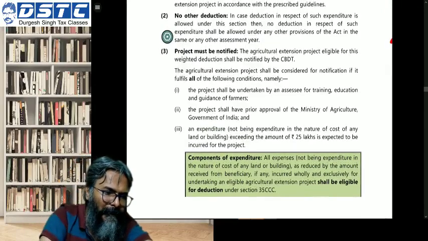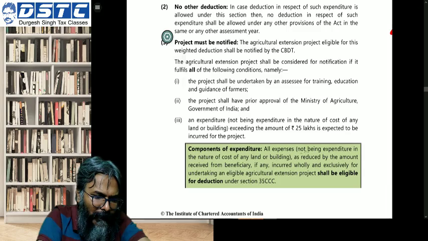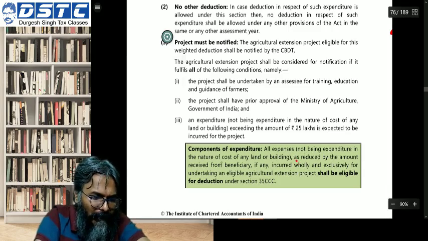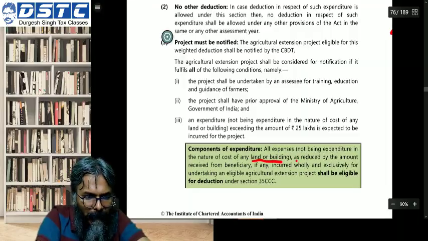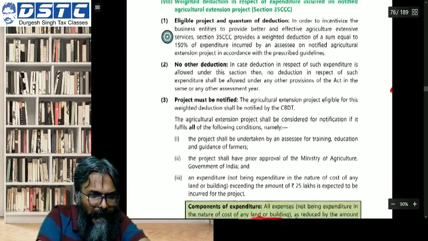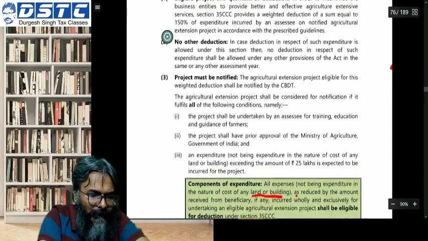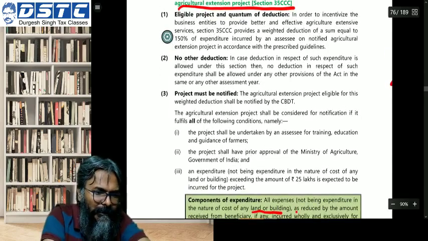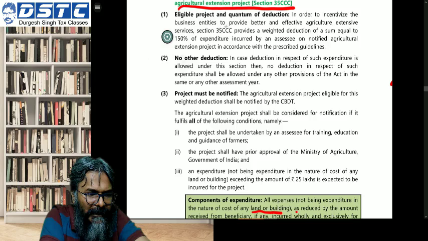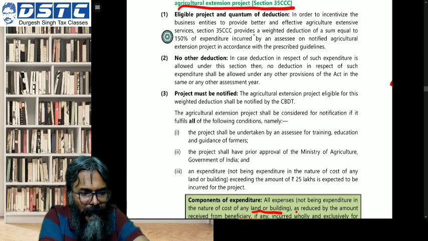all these are not to be remembered. Simply put, herein, all expenses not being an expenditure in the nature of cost of land or building. I am talking about 35 CCC, which is about what? Agricultural Extension Project, 35 CCC. Directly students, in order to incentivize the business entities to provide better and effective agricultural extension service, section 35 CCC provided a weighted deduction of a sum equal to 150% of the expenditure incurred by an SSC on the notified agricultural extension project.